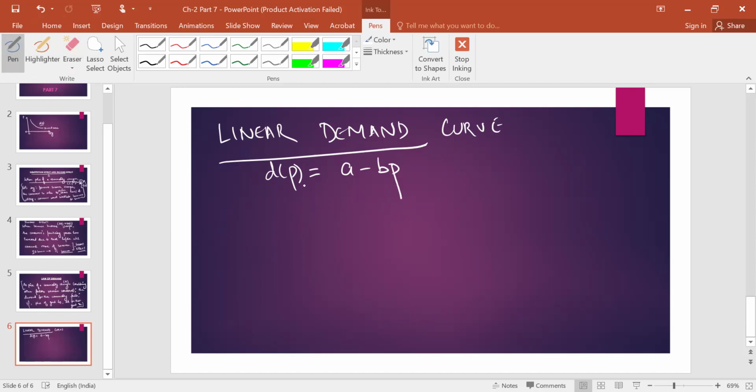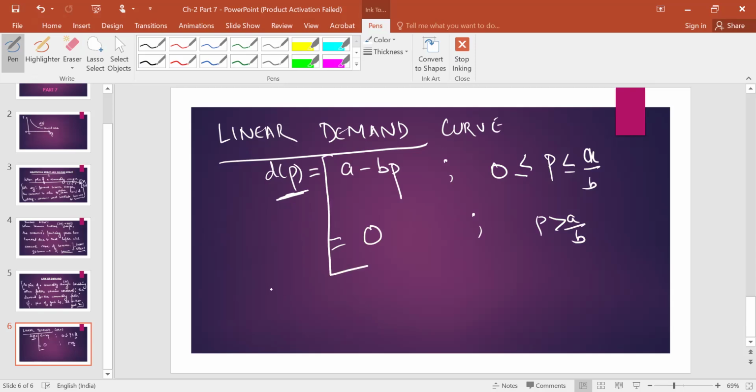So the demand function looks like D of P, that is the demand function. It is equal to A minus BP, where P is less than or equal to A upon B, but greater than or equal to 0. And it is equal to 0 if P is greater than A upon B. So this is the demand curve that we have provided. And the demand curve will look like a straight line, a downward sloping straight line. That is the price and that is the quantity.